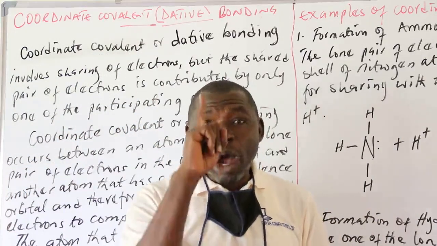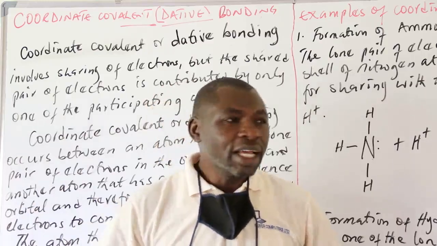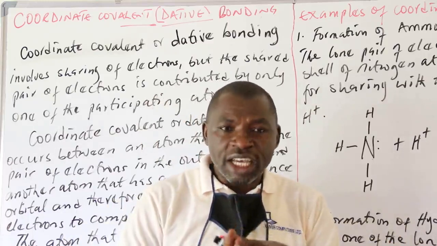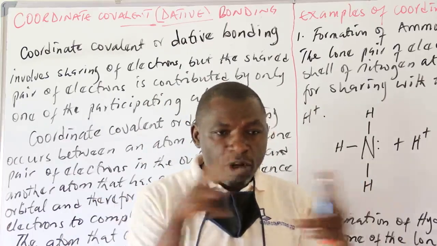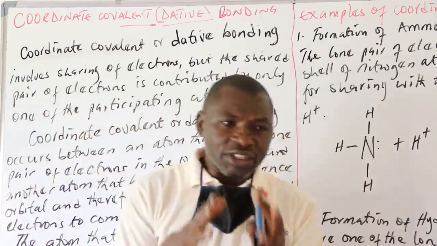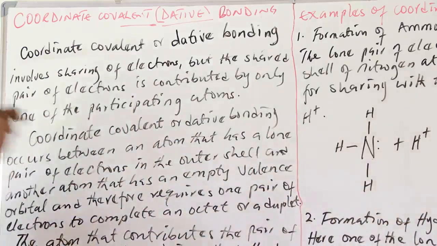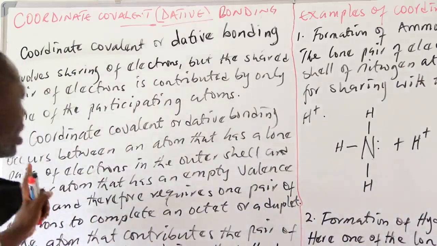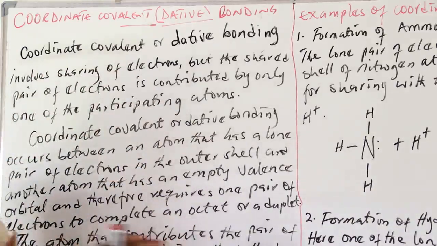If they are sharing one pair, which is 2 electrons, it means the other atom will bring 1, the other atom will bring 1, and then they will share the pair. If they are going to be sharing 4 electrons, that means they will have double covalent bonding. The other one will bring 2, the other one will bring 2, and then they share the 2 pairs of electrons. But in coordinate covalent bonding, only one of the participants contributes the shared pair that they are going to share together.